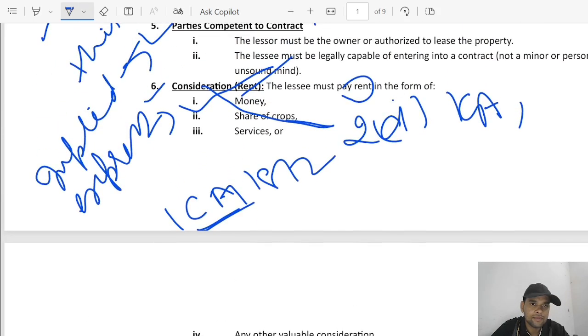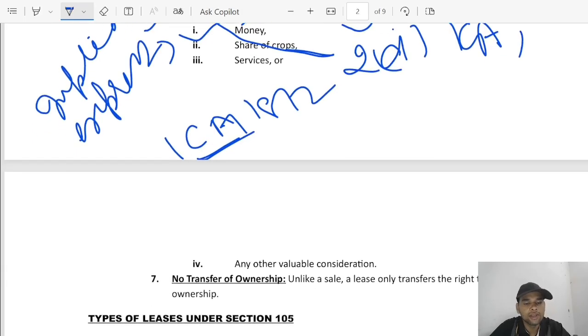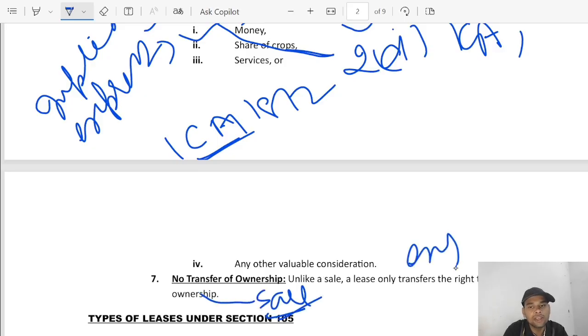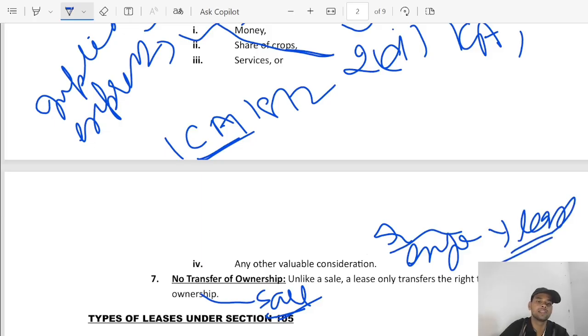Moving further, no transfer of ownership. I already told there shall not be a transfer of ownership. Unlike sale, a lease only transfers the right to use the property, not ownership. If ownership is transferred, it will become sale. If right to enjoyment is transferred, then it will be said as lease.